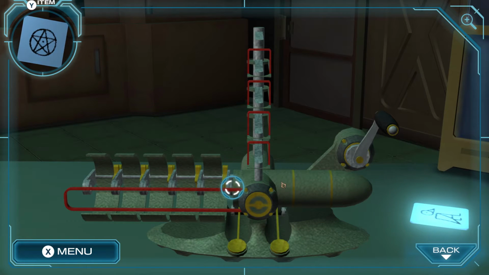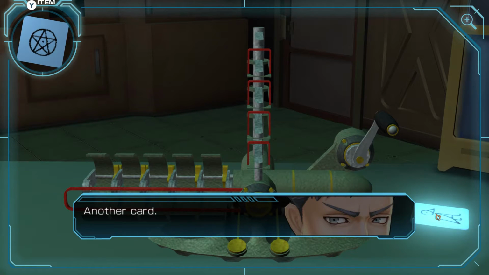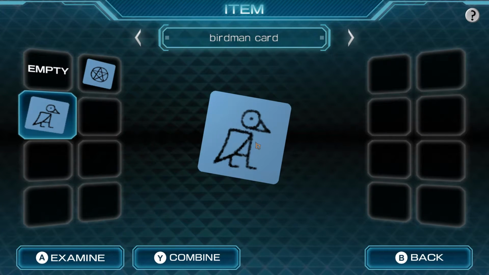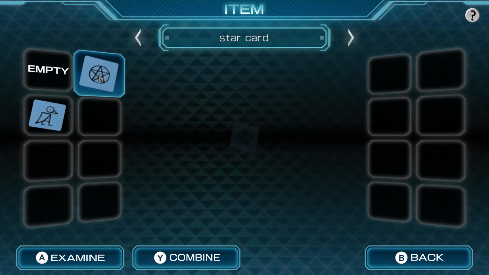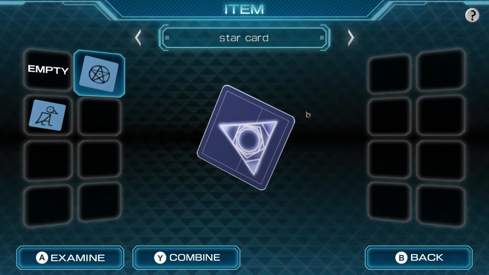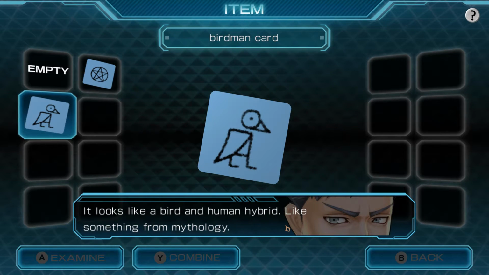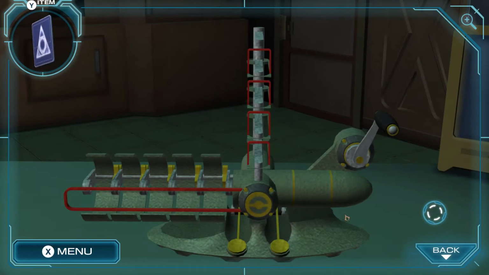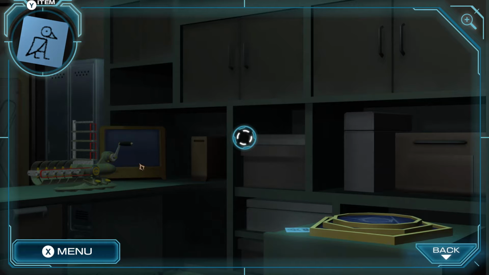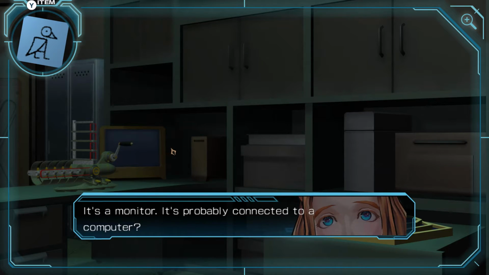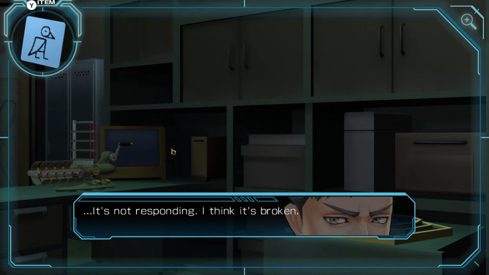So, okay, I see. Another card. Did the other one have a Triforce on the back too? What's this? It's not a human, right? Looks like a bird and human hybrid. Like something from mythology. It's a monitor. It's probably connected to a computer. It's not responding. I think it's broken.